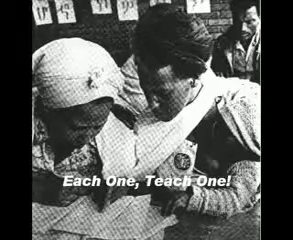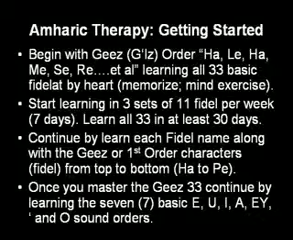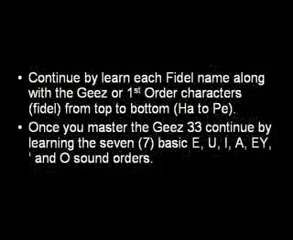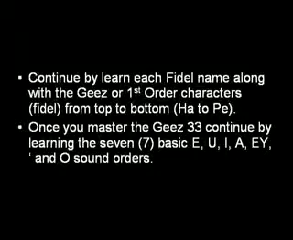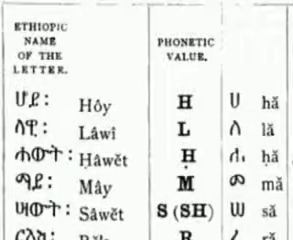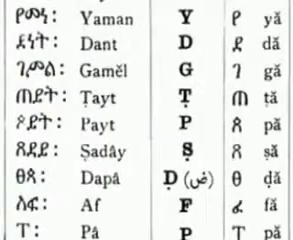Thirdly, continue by learning each Fidel name. Along with learning these 11 Fidel per week, practicing them every day, you will also learn the Fidel name. Each character has a name along with the Q.H.S., or the first order character Fidel, from top to bottom, from Ha to Pe, in 3 basic degrees and 3 basic steps. Well, now, once you master the Q.H.S. 33, then you will go to the next level.